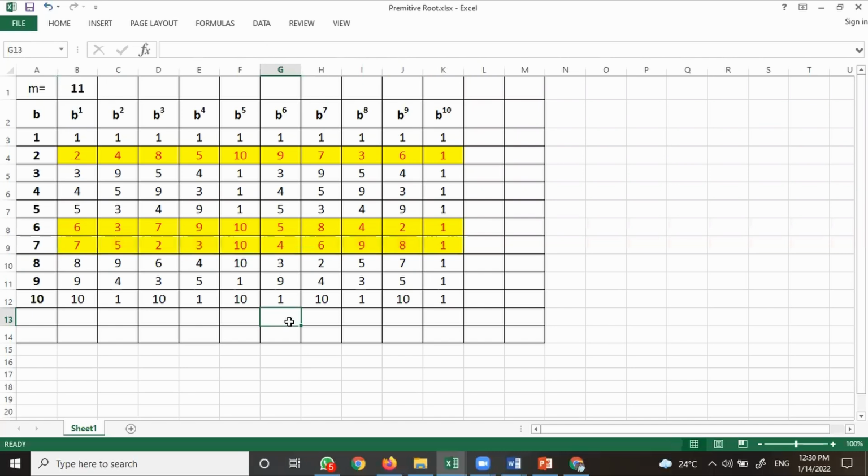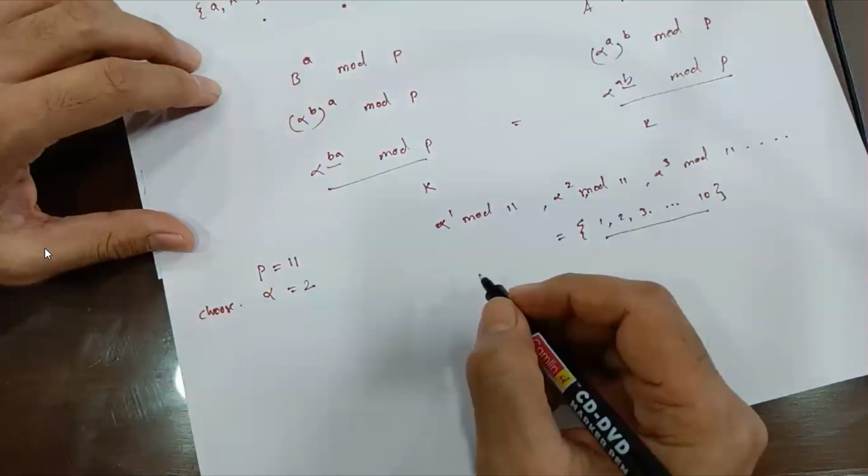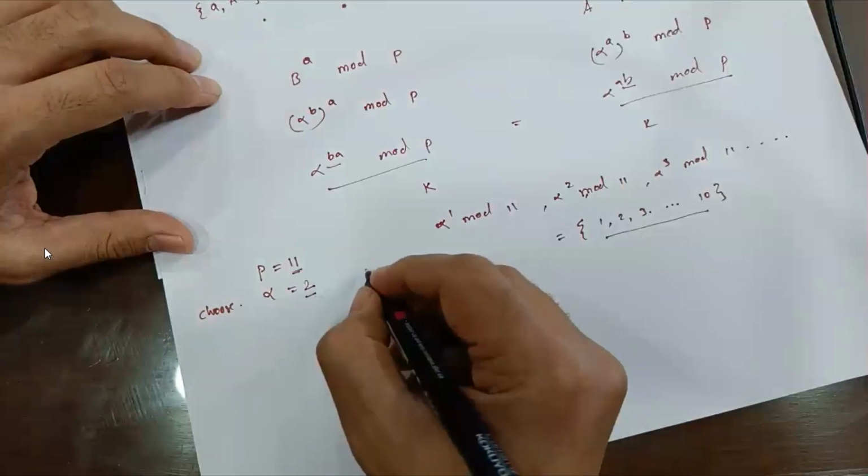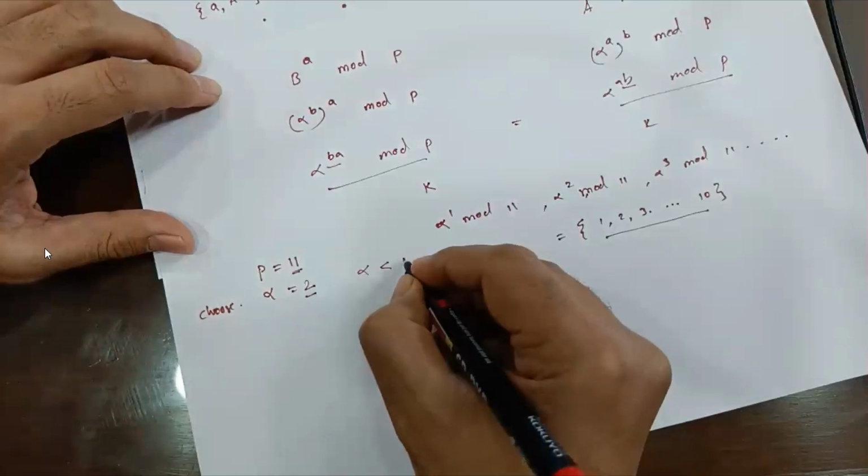Okay, so basically what we have to do is, let's say we have got the prime number p. Then you have to choose the number alpha from these numbers which are primitive roots of 11. You can either choose the value of alpha as 2 or 6 or 7, anything. So let us choose alpha as 2. From one prime number, you are choosing alpha such that alpha is less than p.